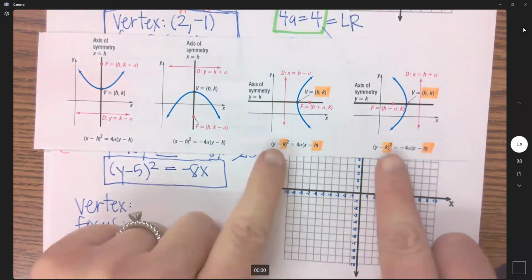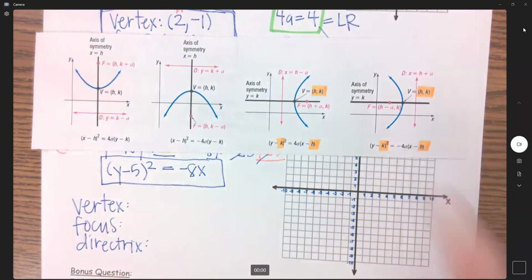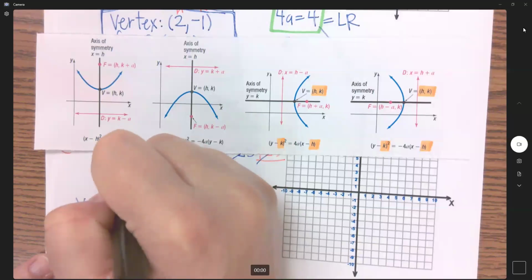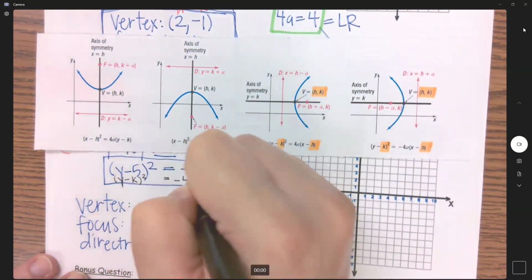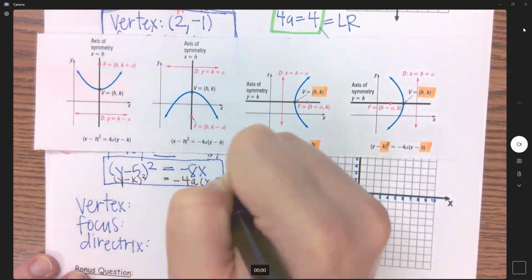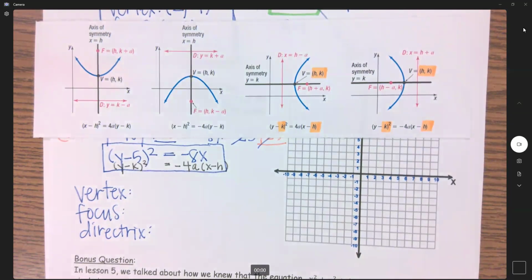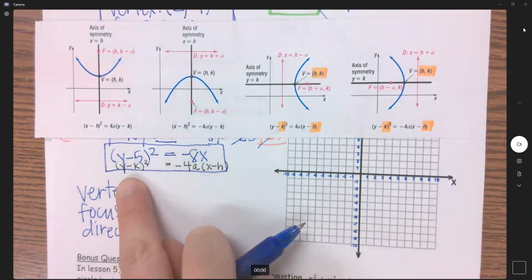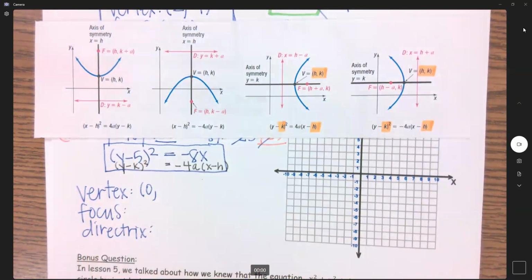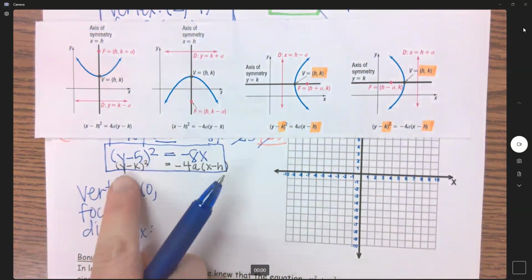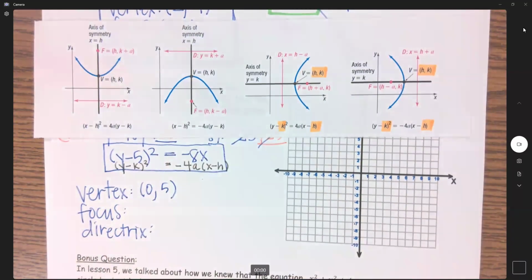Because we have a y squared. Here's my y squared, and it equals a negative, so I'm using this one right here. So if I compare, this is y minus k squared equals -4a times x minus h. So then my vertex, you always go x, comma, y. If I have nothing in parentheses here, that means my h is 0. And then come back over here to my k. Inside, opposite, so that -5 is the +5.